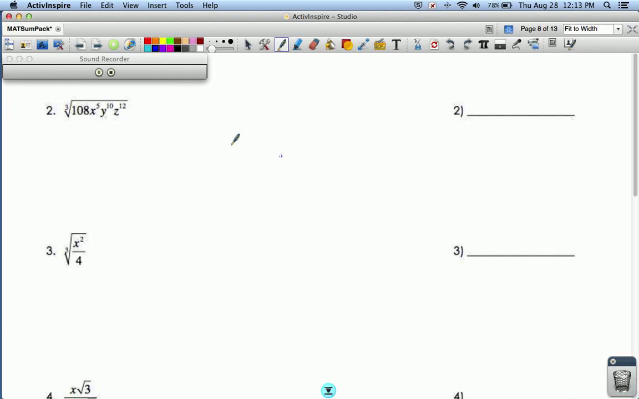Here we're on page 2, the cubed root of 108, x to the 5th, y to the 10th, z to the 12th. So now we need 3 of the same number. Well, 108 is 6 cubed, right? 6 times 6 is 36.